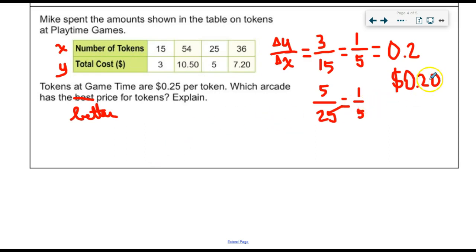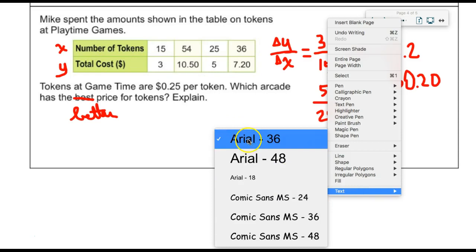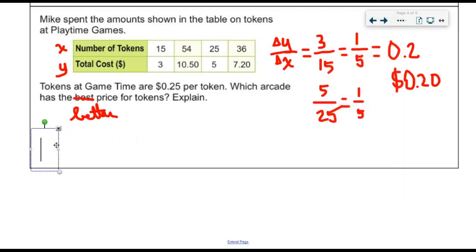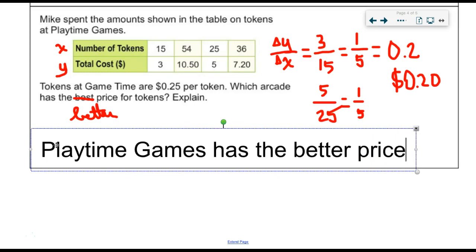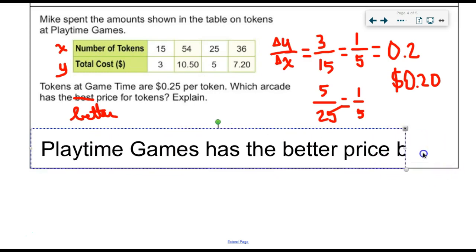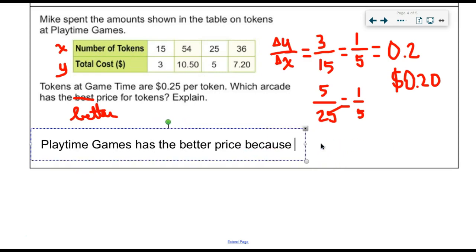So you tell me, what's better, 20 cents a piece or 25 cents a piece? Exactly, 20 cents a piece. So I'm going to say Playtime Games, because that's the arcade that has the 20 cents per token, has the better price because, very similar to the way that I wrote the one above, 20 cents is less than 25 cents.